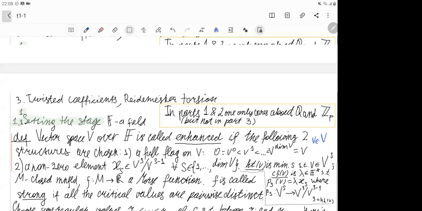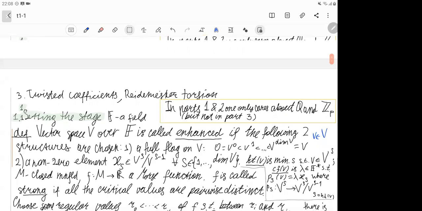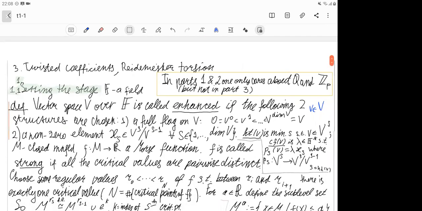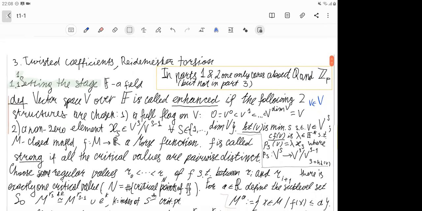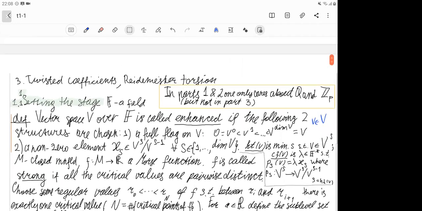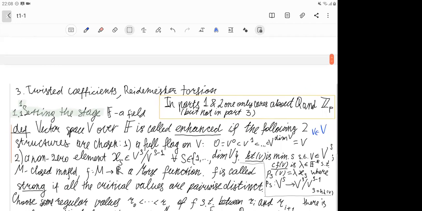Cool. Any questions so far? Yeah, that's good. So now let me proceed to the geometrical story. Let M be a closed manifold and F a Morse function. We call F strong if all the critical values are pairwise distinct.